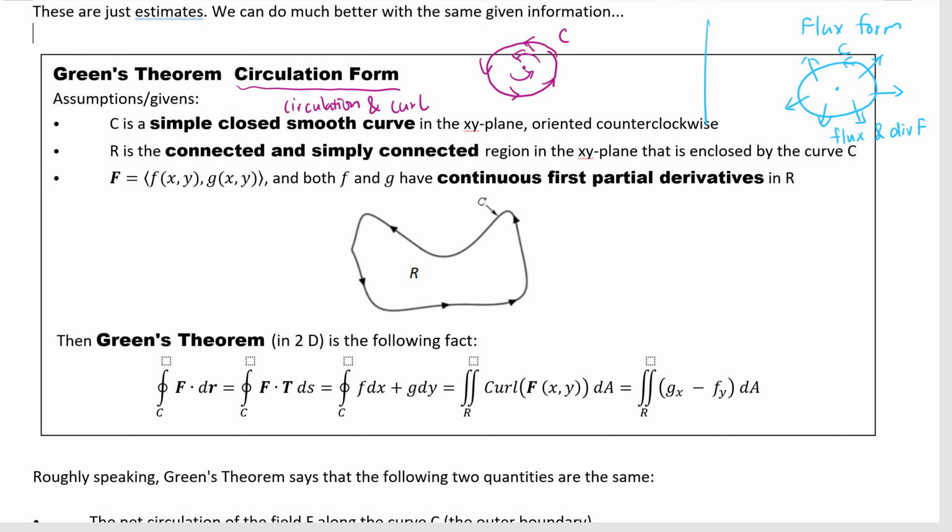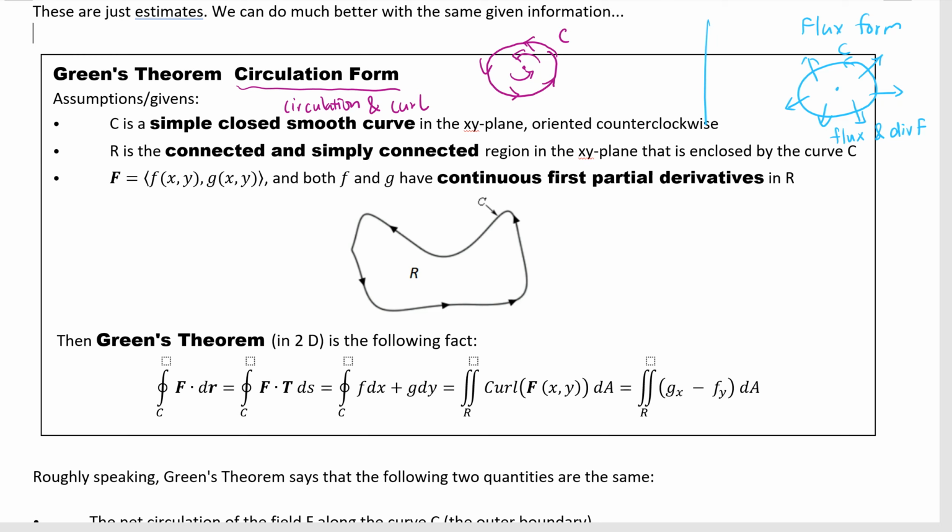Okay. So we have some assumptions. Given that C is a simple, closed, smooth curve in the xy plane, oriented counterclockwise. R is a connected and simply connected region in the xy plane that is enclosed by the curve C. F is a vector field. The coordinate functions are f and g. So both f and g have continuous first partial derivatives in the region R. So this is the picture.